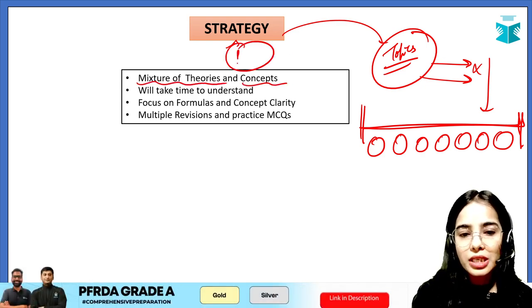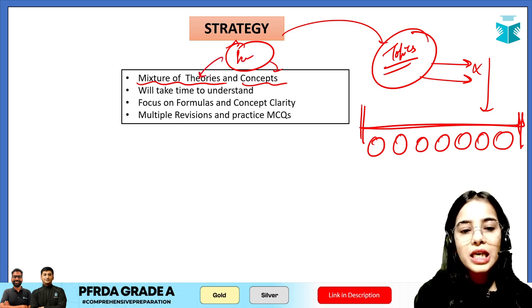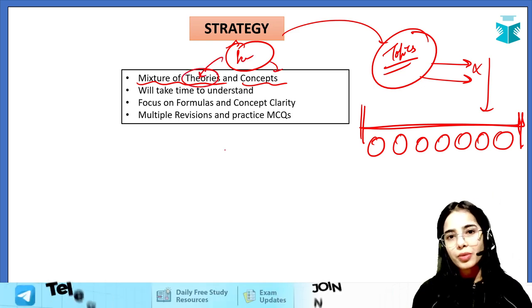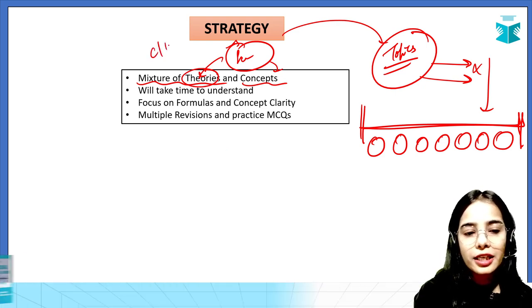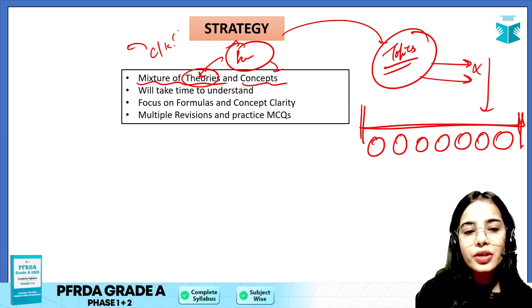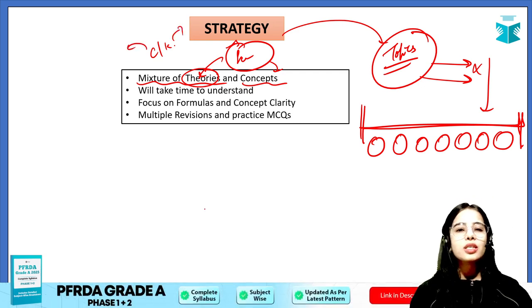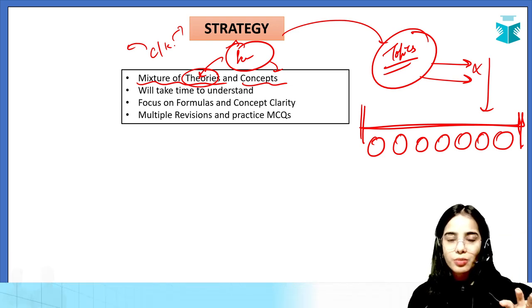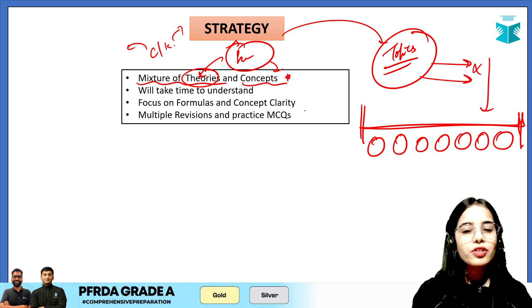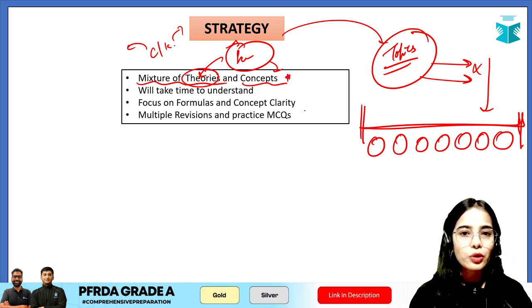The strategy is a mixture of theories and concepts. The whole of economics is a mixture of theories and concepts. In the theories part, you have to cram them, because the assumptions, the classical and the Keynesian theories were created in the 1800s and 1900s. These theories are very old, so you have to cram the assumptions and such. In the concepts, have basic clarity. That's it. You do not have to go too much in depth.